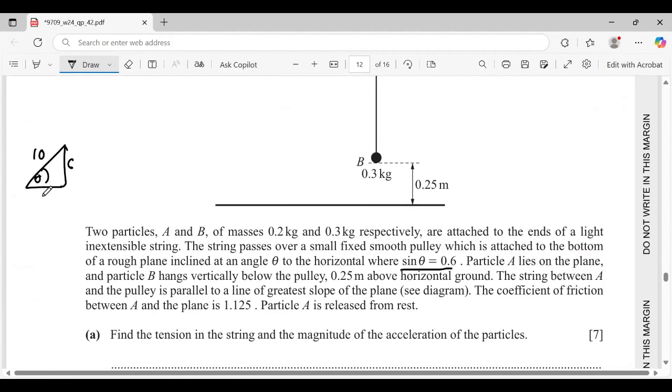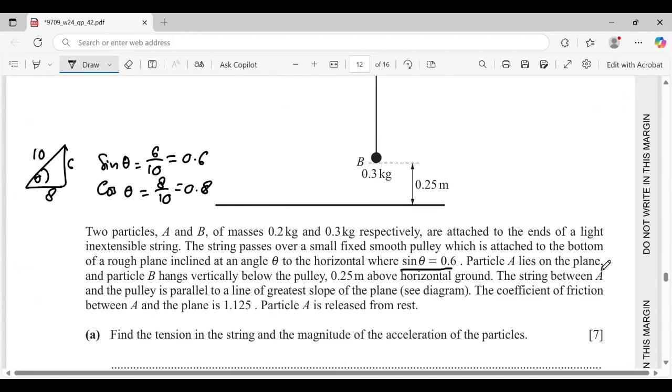Okay, sine theta is 0.6, it means I would like to find cosine theta. If this is 8, right? So if sine theta equals 6 over 10, 0.6, it means cosine theta is 8 over 10, 0.8.